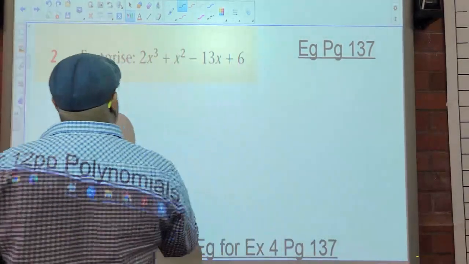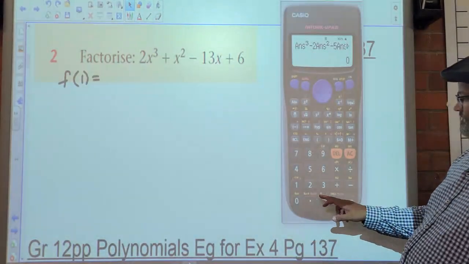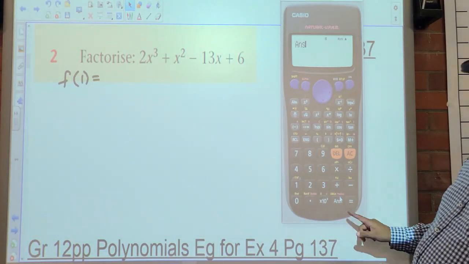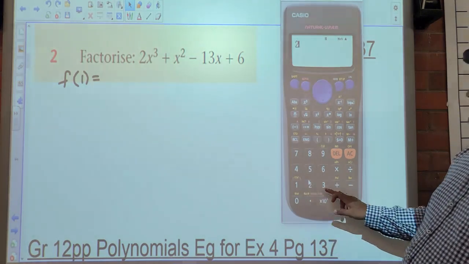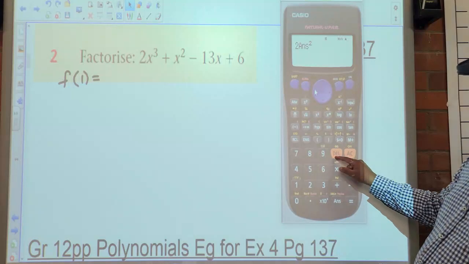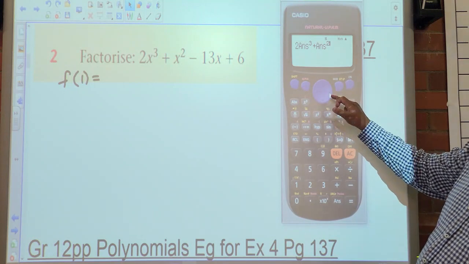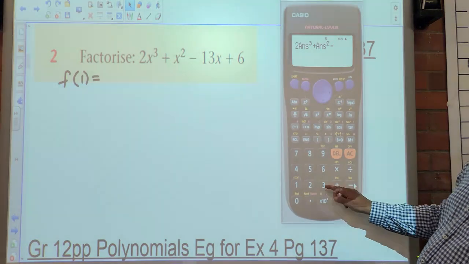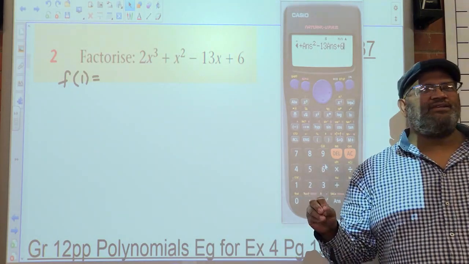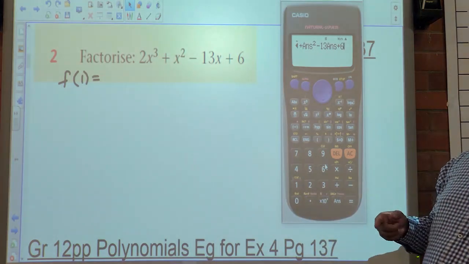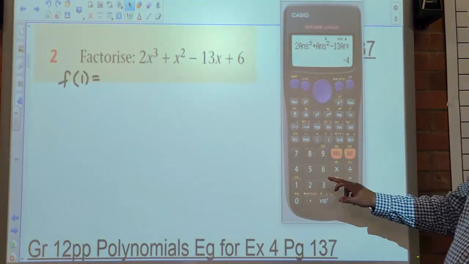So let's go with 1. Whenever I see an x, I put answer. So I first put 1 equals, which means if I press answer, the answer will be 1. So I say 2 answer cubed, whoops, not squared, cubed, plus answer squared minus 13 answer plus 6. If it's 0, then what does it mean? Factor. Not 0, not a factor. Is that a solution to the equation? No. So what must I try now?